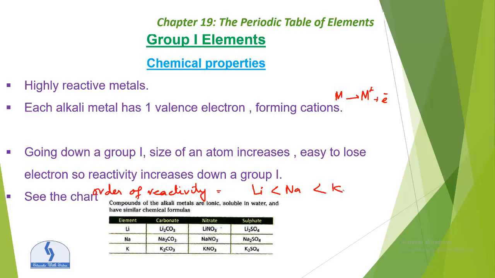Compounds of an alkali metal are ionic, they are soluble in water, and have similar chemical formulas. Like lithium carbonate is Li2CO3, and sodium carbonate is Na2CO3. If we are talking about the nitrates, that's LiNO3 and NaNO3. You can see they have similar chemical formulas.